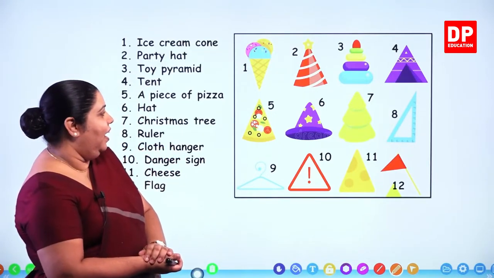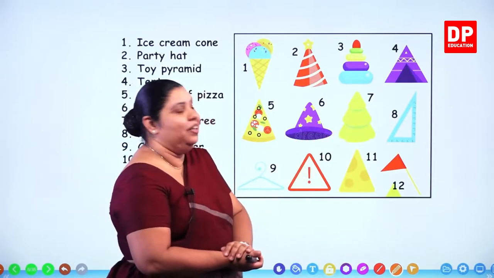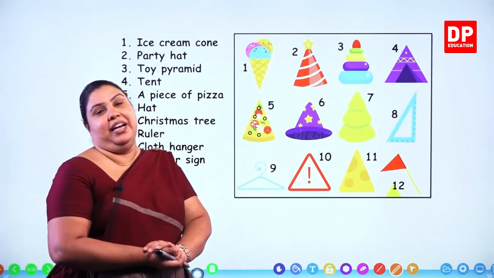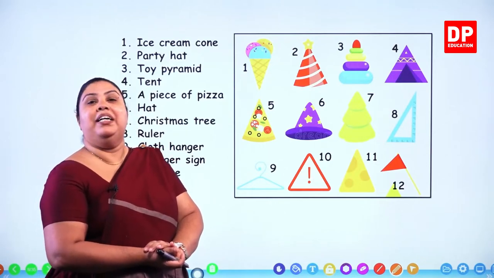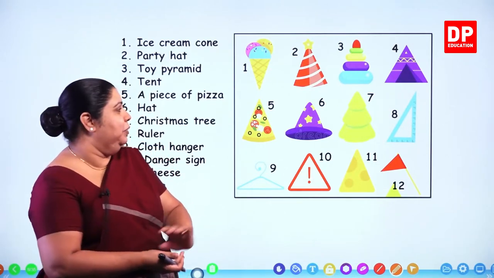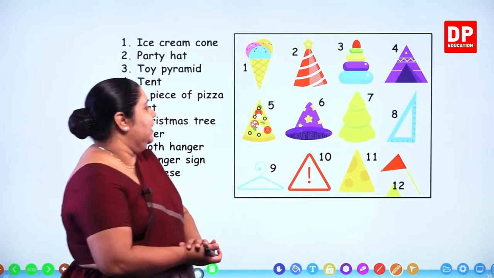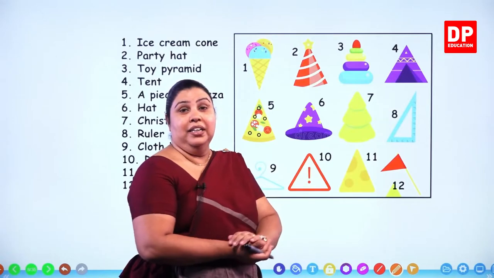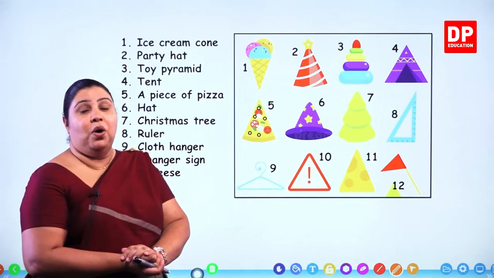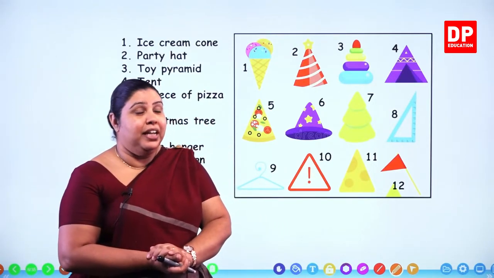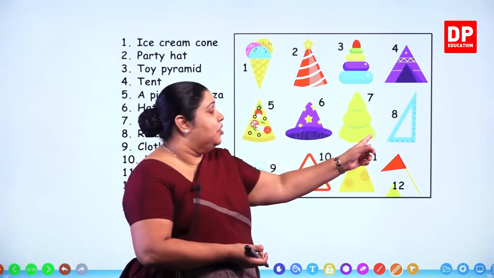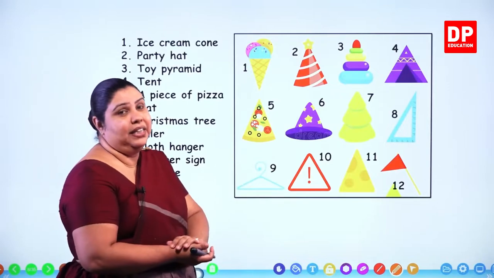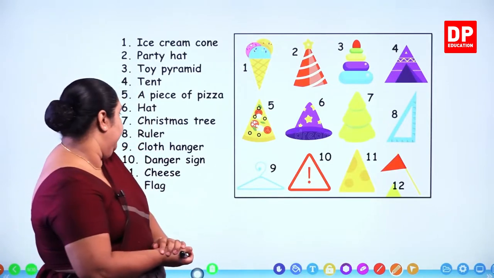Christmas tree. Look at the Christmas tree over here. Christmas tree is always in the shape of a triangle. So number 7 is Christmas tree. What is number 8? Ruler. Now in your mathematical box, there is a ruler in this triangular shape. So this is a ruler that is also in the shape of a triangle.